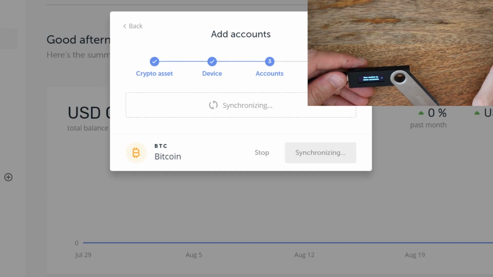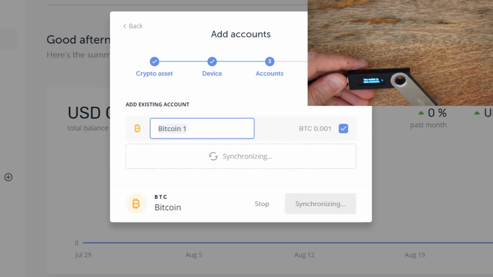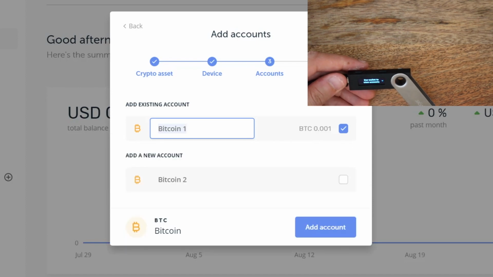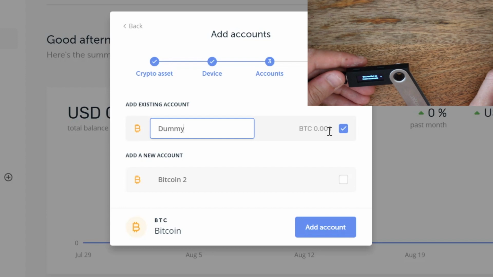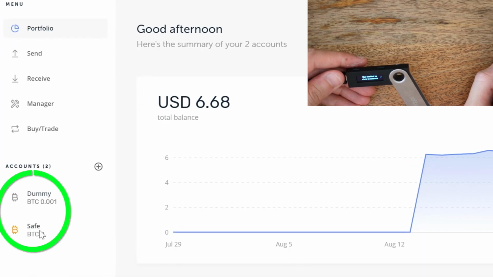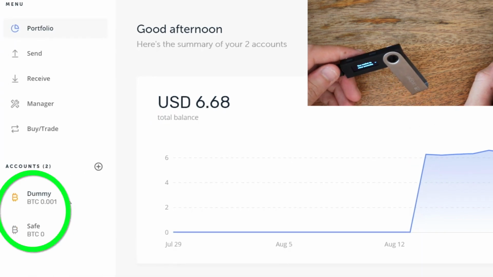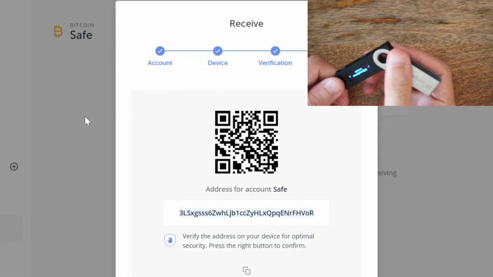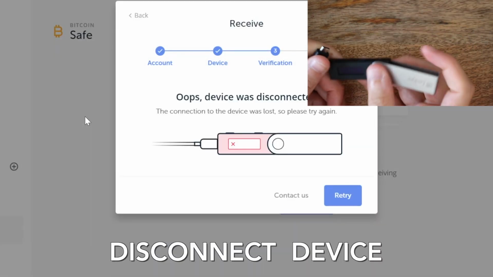Synchronizing. Now, if I had multiple Bitcoin accounts here, I could have 10. And as long as they were made under this pin, they would come up right here. So I'm going to name this one Dummy. It's got 0.001 Bitcoin. I sent that a while ago. So I add account. Okay, so now I've got my Dummy account and my Safe account. So now what I want to do is, ideally, I would want to move as much of this over to Safe as possible.